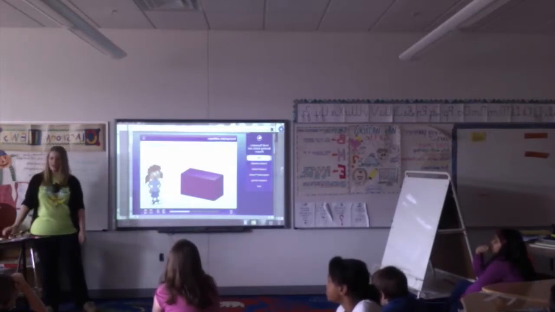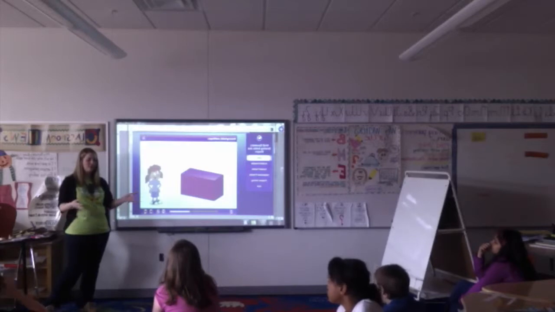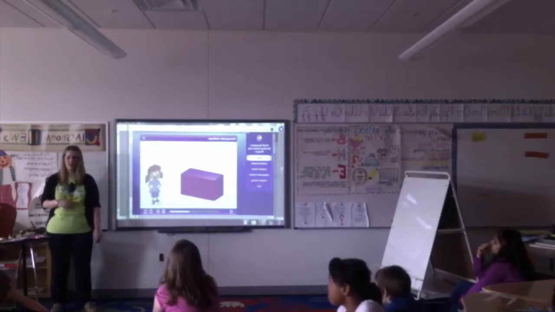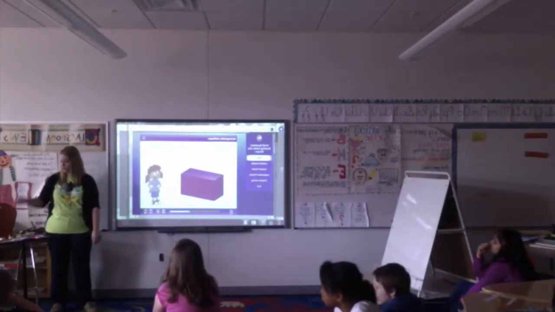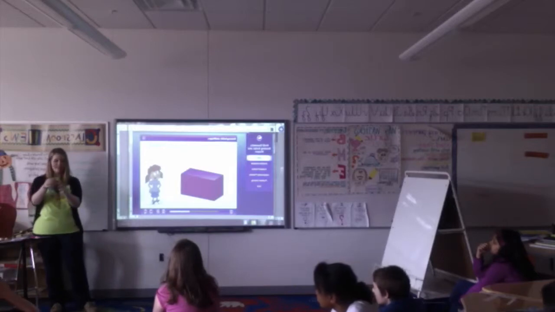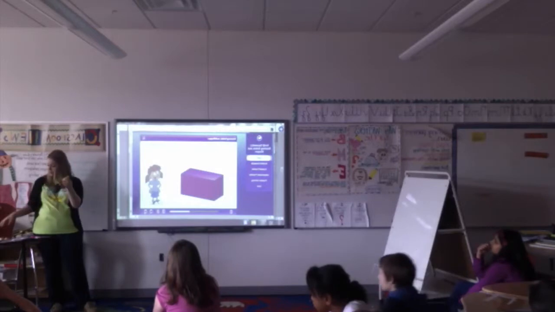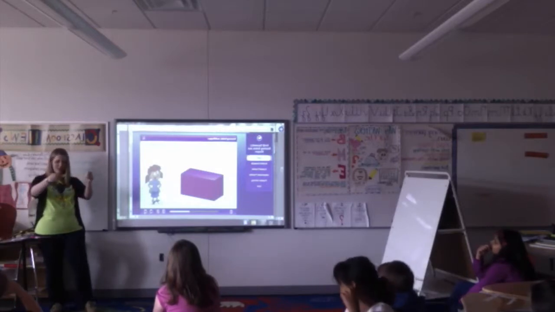What's another solid figure that may have a little bit of a curved surface that we talked about yesterday? We already talked about the sphere. Cone. Does this have any faces? It has a base, but nothing compared to the rectangular prism, right?